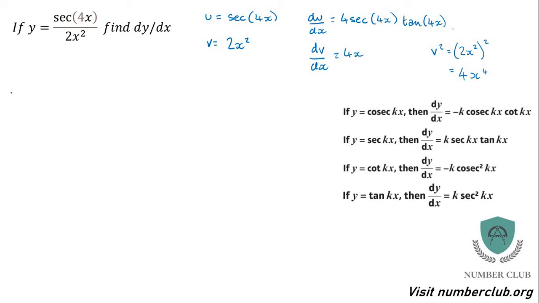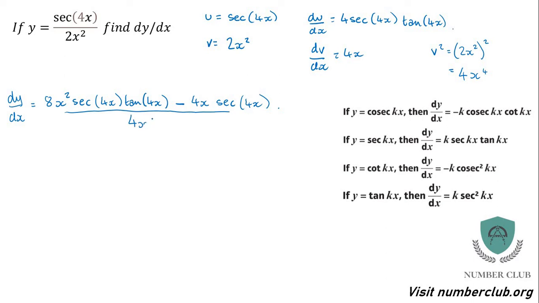So, to get our derivative, we're going to be using dy by dx, and it's going to be v du, 2x squared multiplied by 4 sec of 4x tan of 4x, which is going to be 8x squared sec 4x tan 4x, minus u dv, which is going to be 4x sec 4x, all over v squared, which is 4x to the power of 4. And we can cancel off quite a bit.